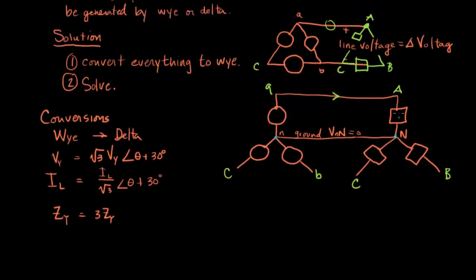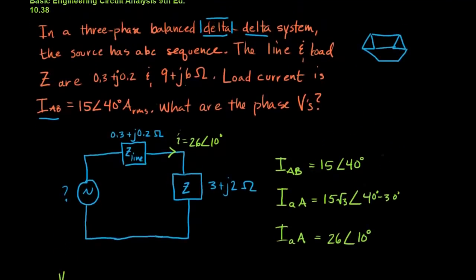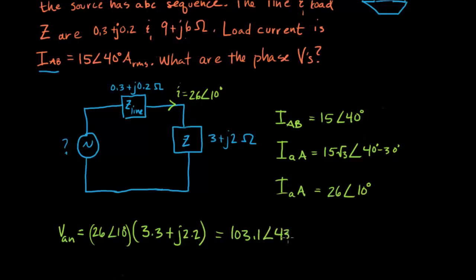We converted our circuit to this circuit. So we have Y over here, we have Y over here. So when we're looking at this voltage, this is V from A to N. That's why I say that if you've seen the solution that's provided, it's not correct, because we want VAB. But first we'll solve for VAN. VAN is simply I times the impedance, so it's 26 angle 10 times the sum of the impedances, which is 3.3 plus J2.2. And if you plug that into your calculator, you will get 103.1 at an angle of 43.7 degrees.